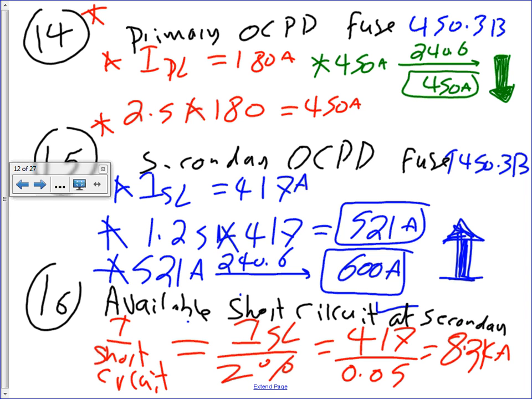8.3 kiloamps. So if this is a receptacle panel, guys, guess what's going to happen? I can get away with 10,000 amp fuses and circuit breakers. Why? Because the available short circuit is 8.3. All I have to do is just cover the available short circuit. 8.3, the next standard is 10 anyway. I don't have to go to 60,000 and so forth.